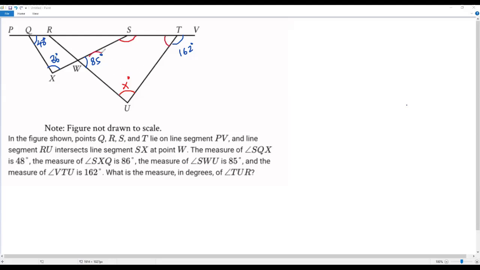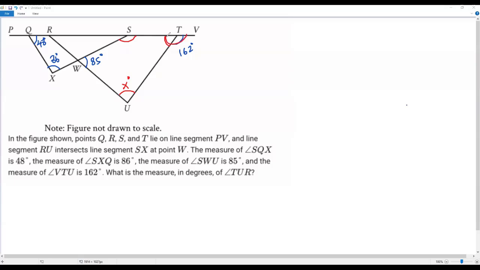If I know the measures of all four interior angles of this quadrilateral WSTU, I can add all four interior angle measures, and they all add up to 360 degrees, because in any quadrilateral the four interior angle measures add up to 360 degrees, and I can solve for X. So for that I need the measures of these two interior angles. How do I find that? Okay, first let's consider the interior angle measure we have over here.